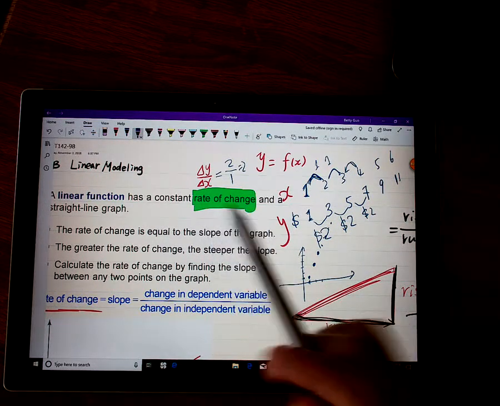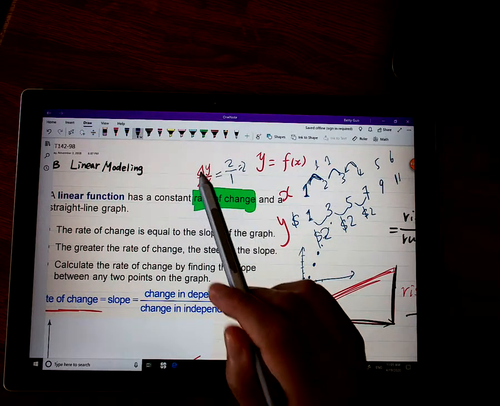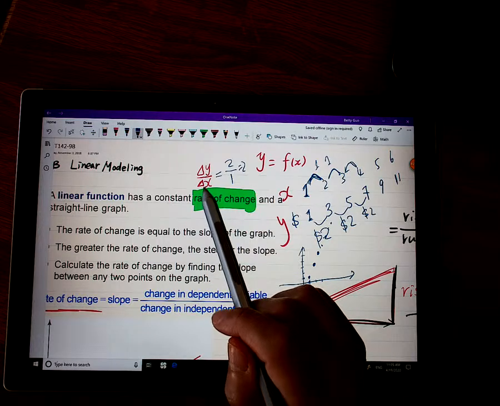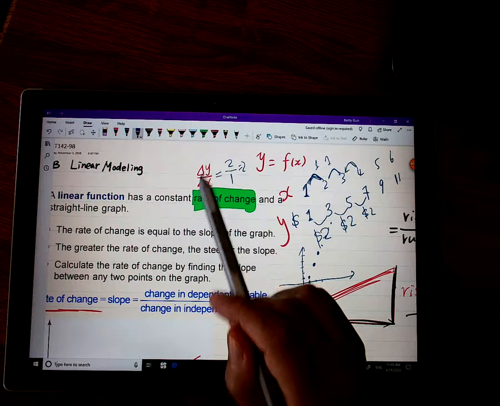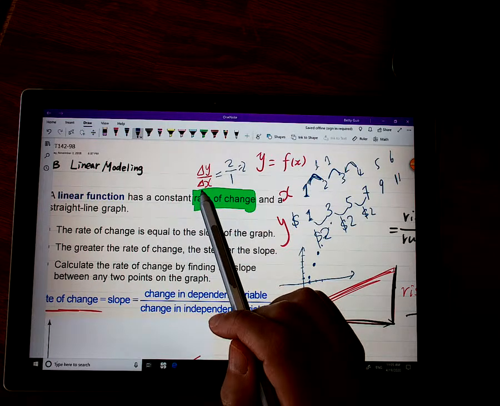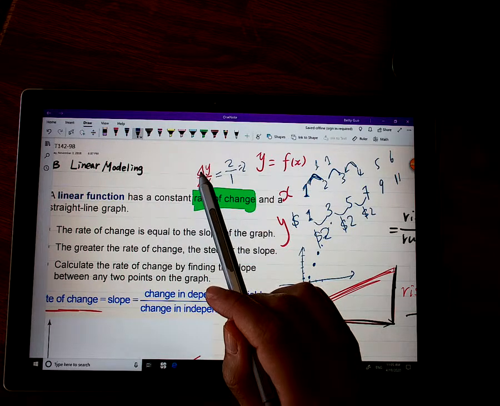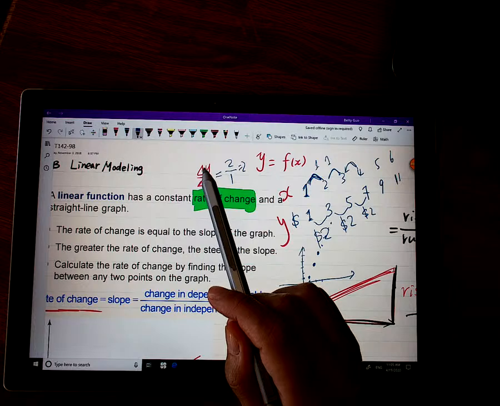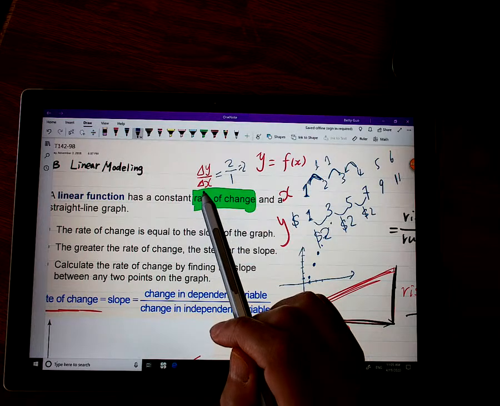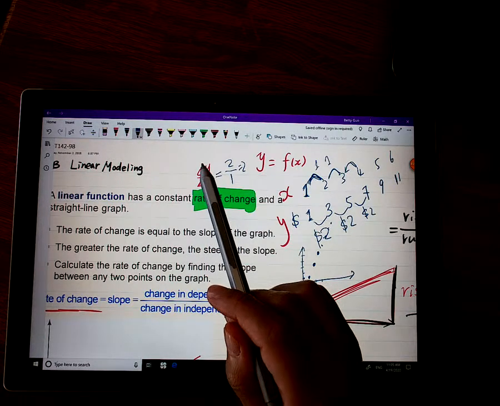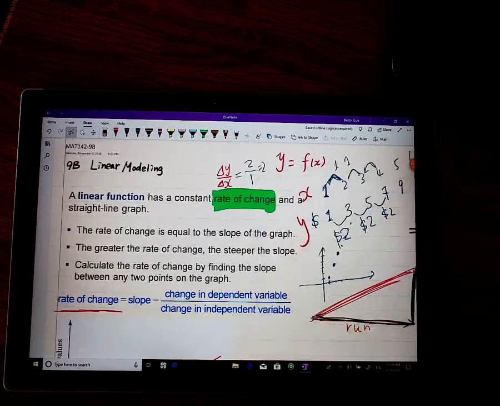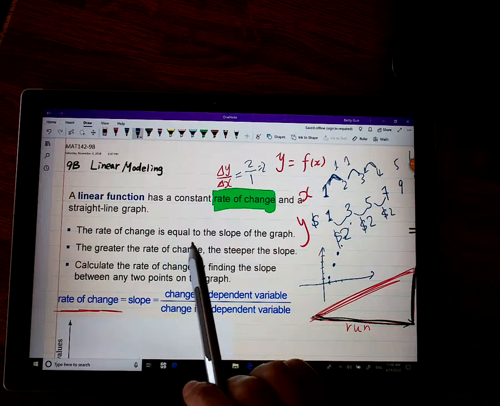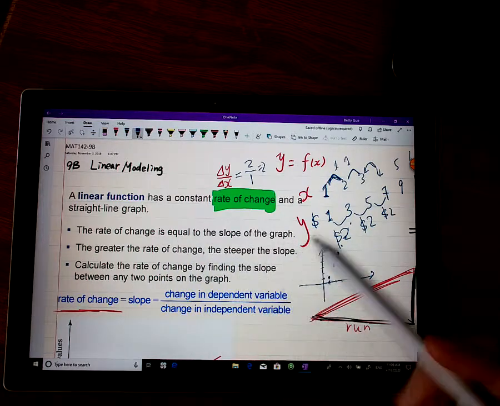Rate of change simply is the change in y over the change in x. Since y depends on x, delta y would depend on delta x. Delta y is incurred by delta x. The change in y is because of the change in x. We have 3 bullets about the linear function. Number 1, the rate of change is equal to the slope of the graph.